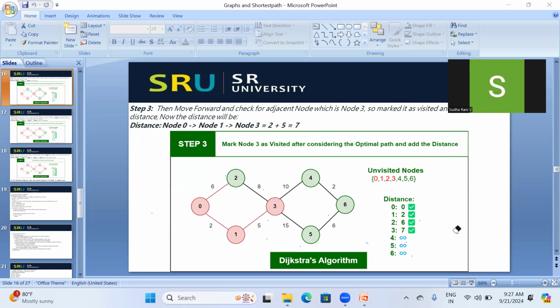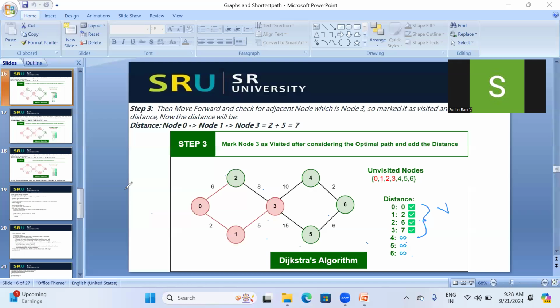Right, so we completed nodes 0, 1, 2, as well as 3. So now, as I told you, every iteration has to be balanced with the visited nodes as well as the unvisited nodes. So now 0 to 3 are the visited nodes, and the remaining 4, 5, 6 are the unvisited nodes. So still the value will be infinity. After step 3, after traversing to node 3, we still have 3 nodes to be traversed.